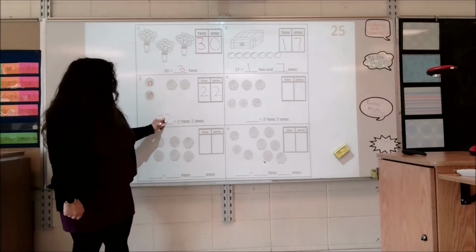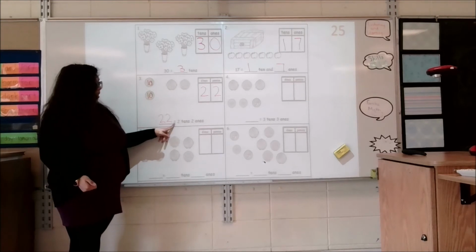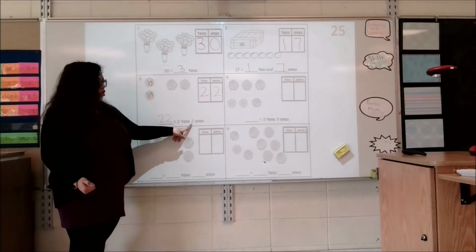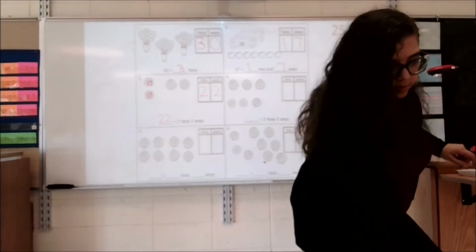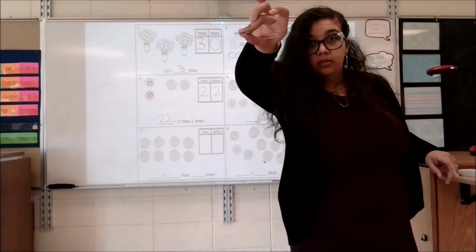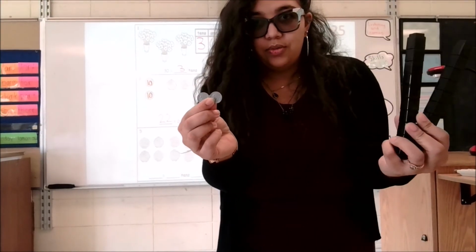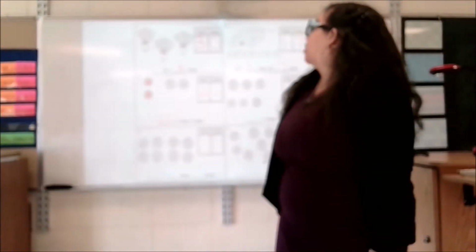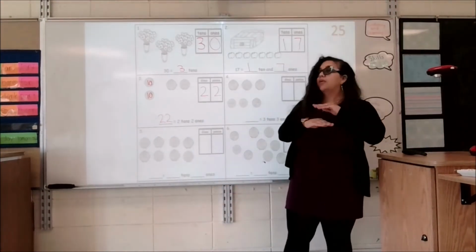22. Good. So let's read this number sentence. 22 is equal to 2 tens and 2 ones, because 2 dimes is equal to 2 groups of 10. So it says 2 dimes and 2 pennies, that's 2 tens and 2 ones. They have the same value.